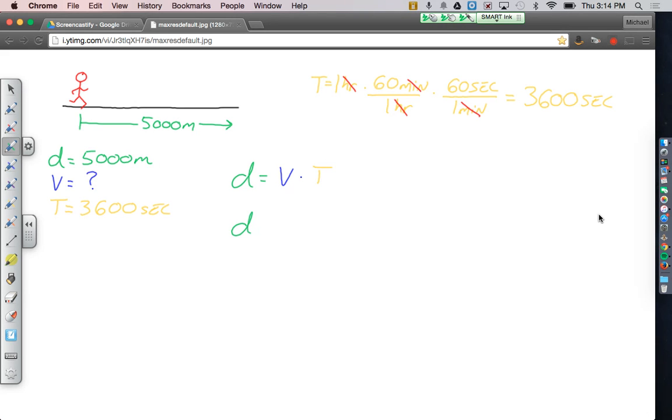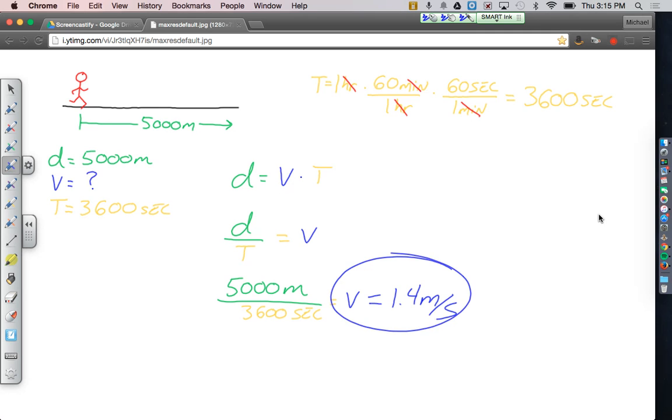I'm still going to have d on the left side, but now I divided the time over. So now that's over on the left. And all of that is going to equal the velocity, which is what I'm really looking for. So when I plug in my numbers, 5,000 meters divided by 3,600 seconds is going to give me my velocity. And when I plug that into my calculator, I should get 1.4 meters per second.